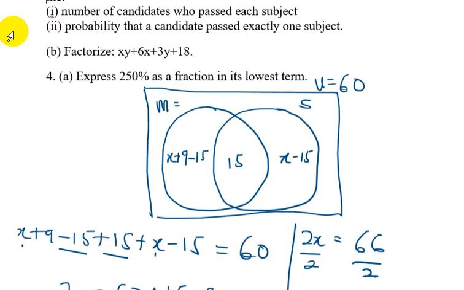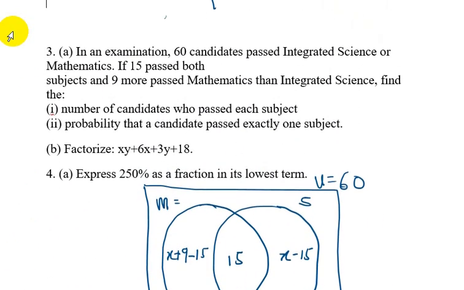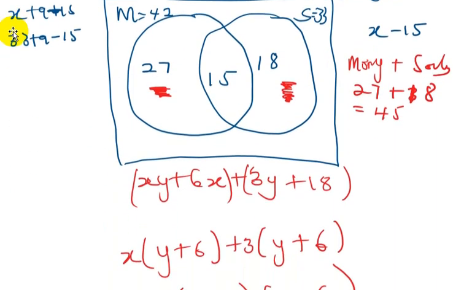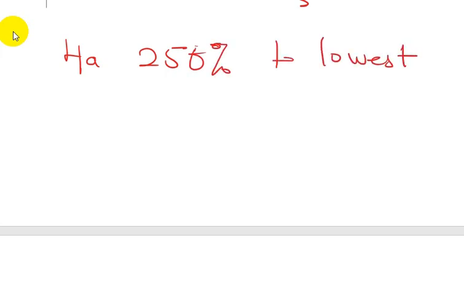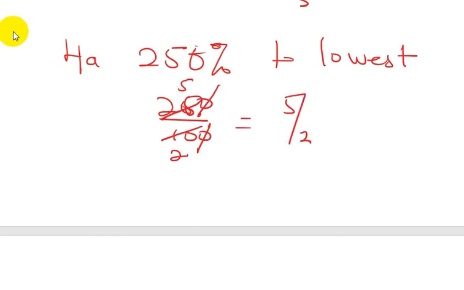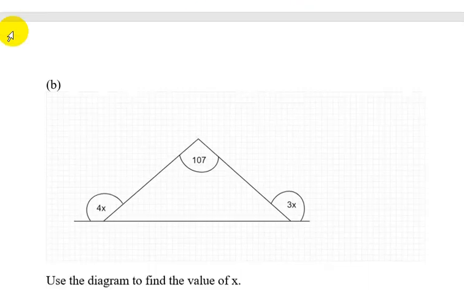Now the next question says that we should express 250% as a fraction to the lowest terms. That's question 4, 4a. So expressing 250% to lowest terms, it's simply 250 over 100. So let's cancel. 0 cancels 0. 5 goes into 25 five times, and into 10 two times. So that's going to give us 5 over 2. That is all. Very simple.